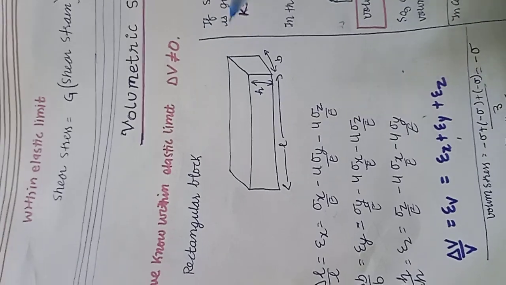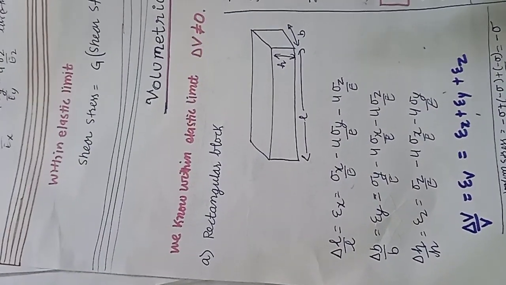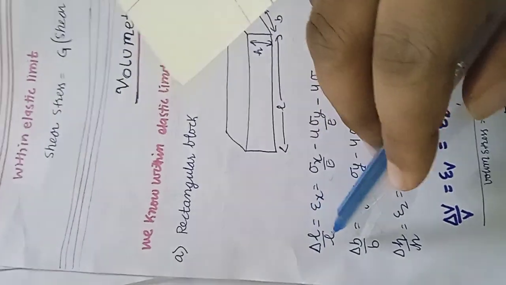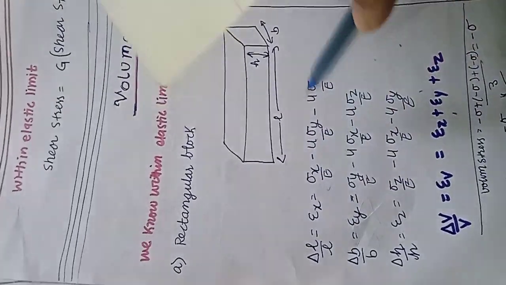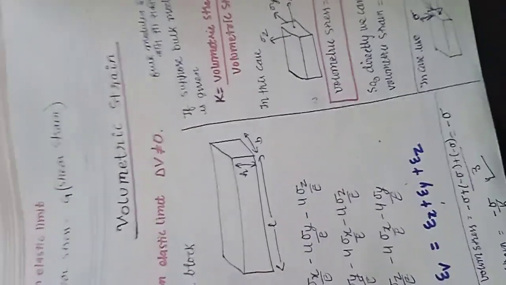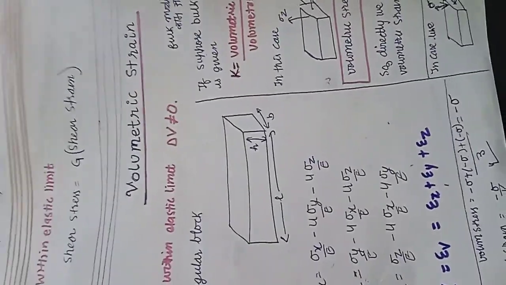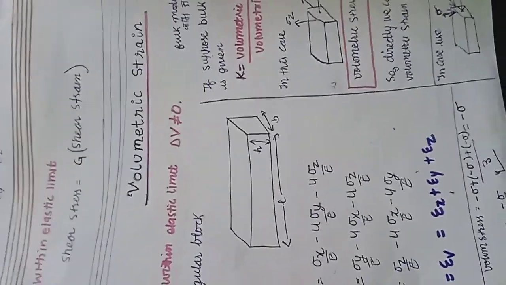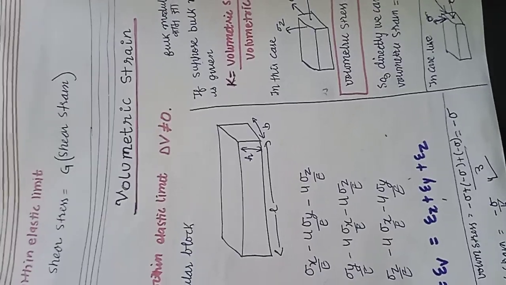So this is a rectangular block in which there is triaxial loading. Due to triaxial loading, the change in length, Ex, is equal to delta L by L, equal to this. Ey is the strain in the y direction. The definition of strain is just like this: change in breadth upon original breadth, that is, final breadth minus initial breadth divided by initial breadth.